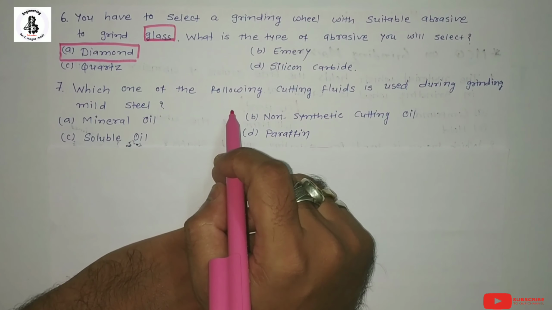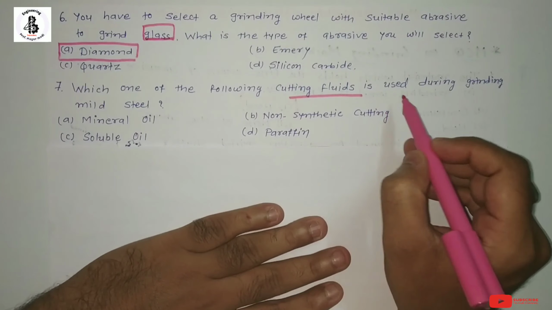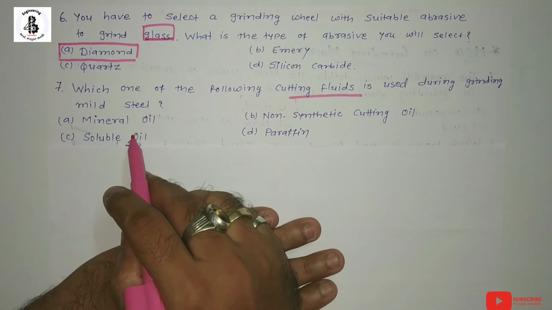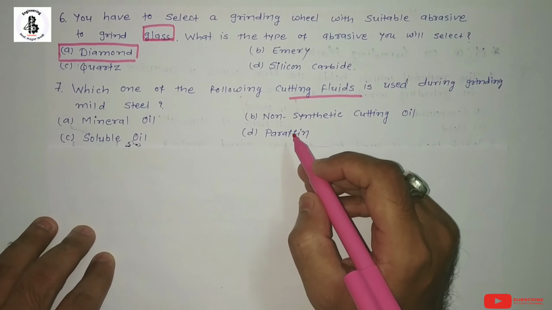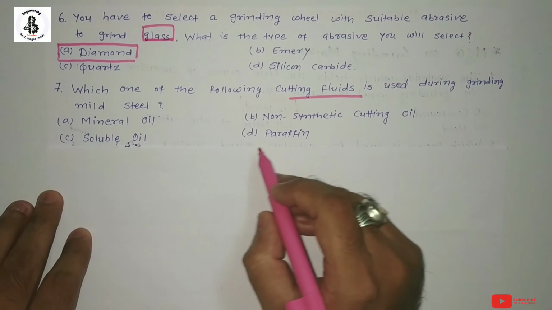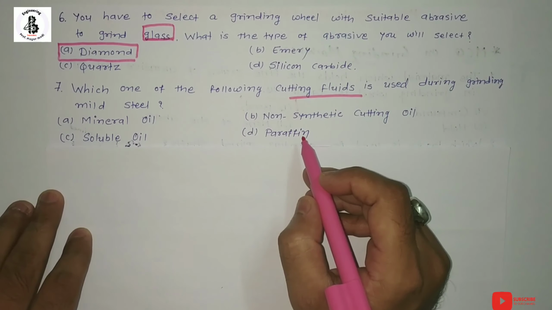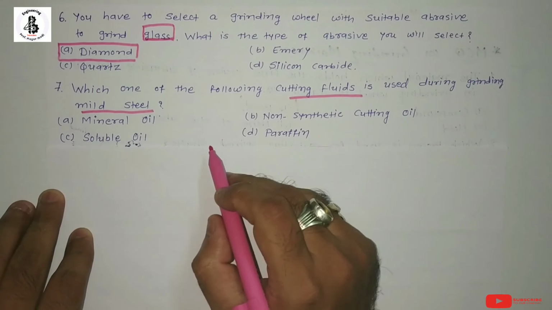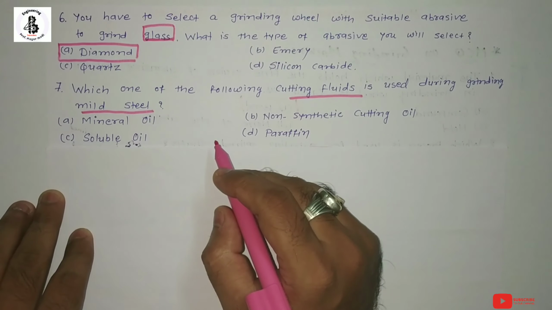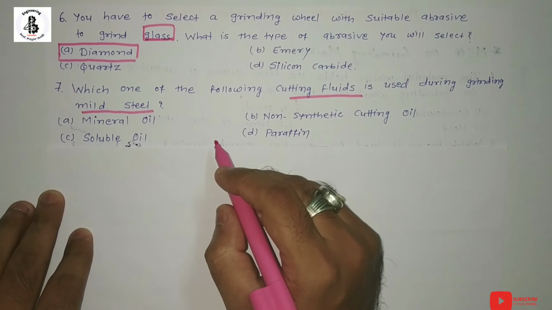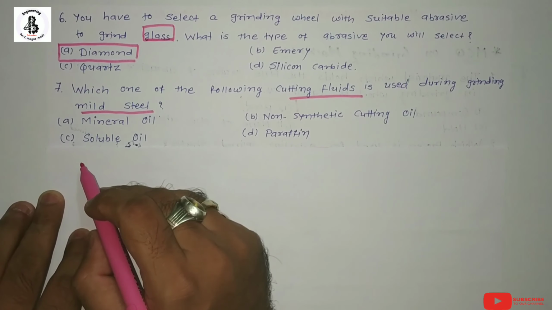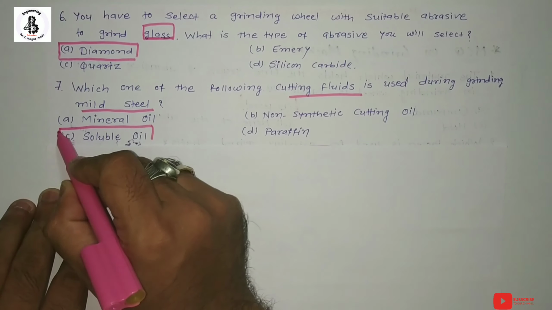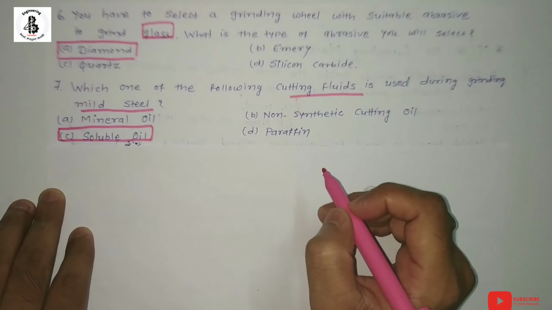Which one of the following cutting fluids is used during grinding of mild steel? Option A, mineral oil; option B, non-synthetic cutting oils; option C, soluble oils; and option D, paraffins. Basically, this is about the cutting fluid with respect to mild steel. Mild steel is easy to cut and is not affected by the environment. Generally we use soluble oil for cutting mild steel materials. So the option C, soluble oils. Then next question.